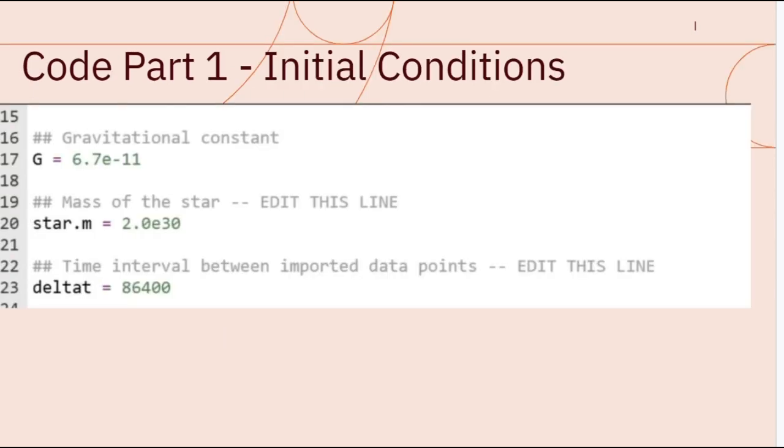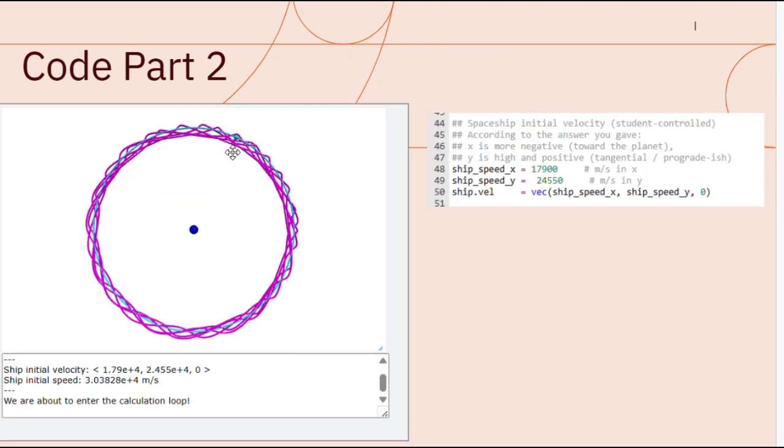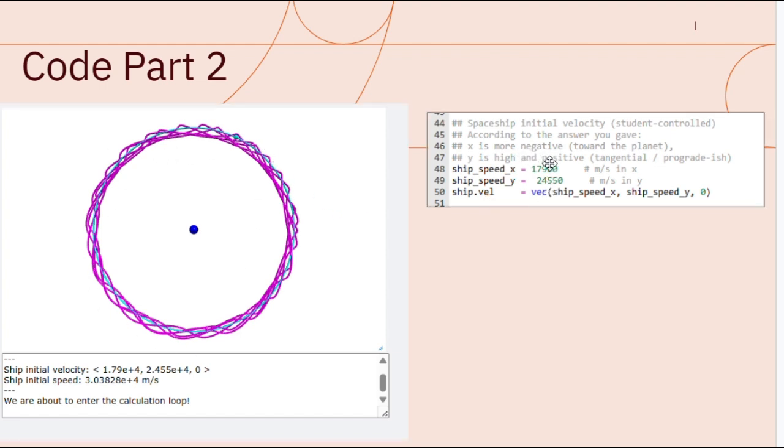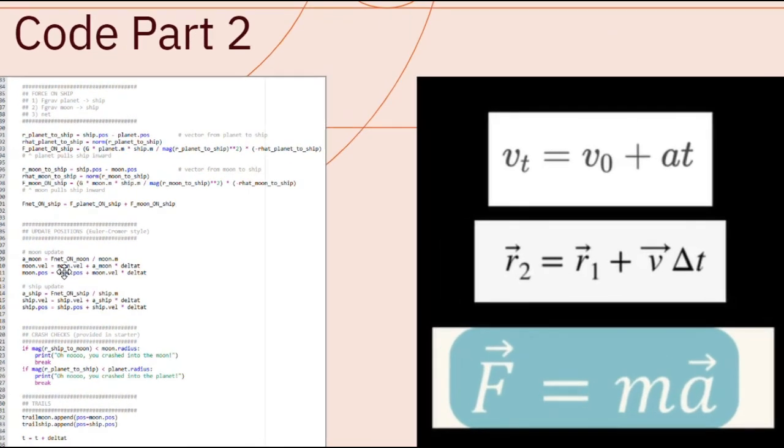And that's seen in the code right here. We obviously had our initial conditions. We were able to achieve this pretty figure 8-like orbit. These were the initial speeds that I played around to find. This is our code. All the formulas we had here were implemented in the code as shown.